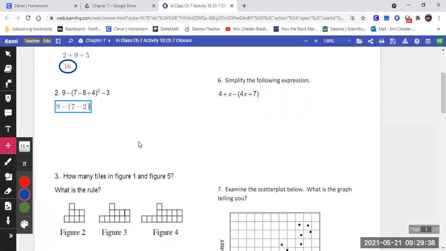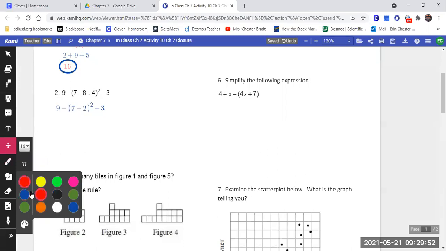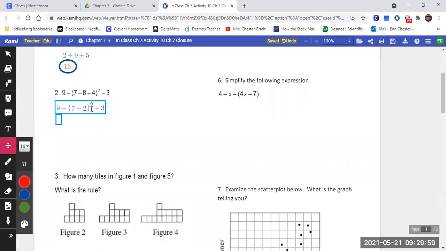2. Close it. Shift 6, exponent 2. Arrow off. Minus 3. Is our parentheses all cleaned up? So we can move on? Is the parentheses as simple as we can get it? No. So we have to handle that parentheses still. It's not done. So 9 minus. Do the math for the parentheses. What do we get?